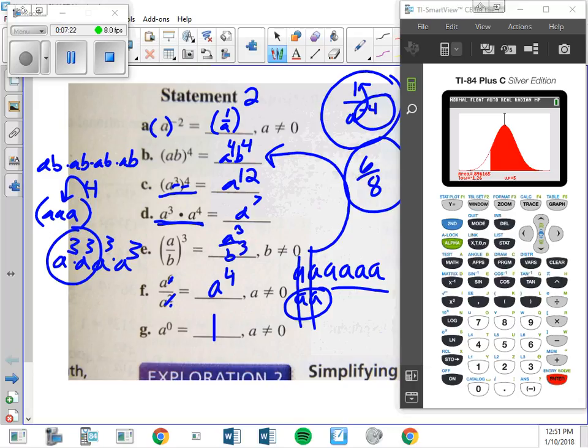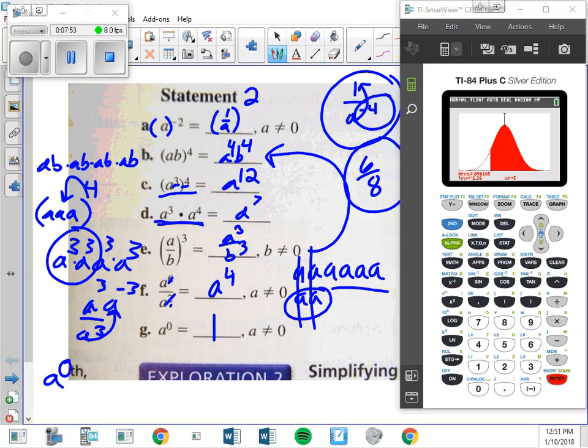Okay, and then a to the 0 is 1. Why is it 1? Not because there's 1a, because everything canceled. You understand the subtraction rule, right? So what if I had a to the 3rd over a to the 3rd? The subtraction rule tells us, bump this up, and we get a to the negative 3. What is a to the 3rd times a to the negative 3? That would be a to the 0, right?